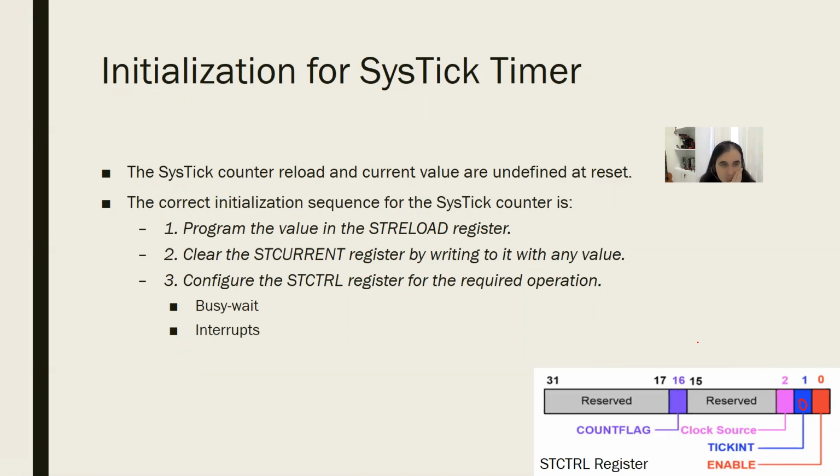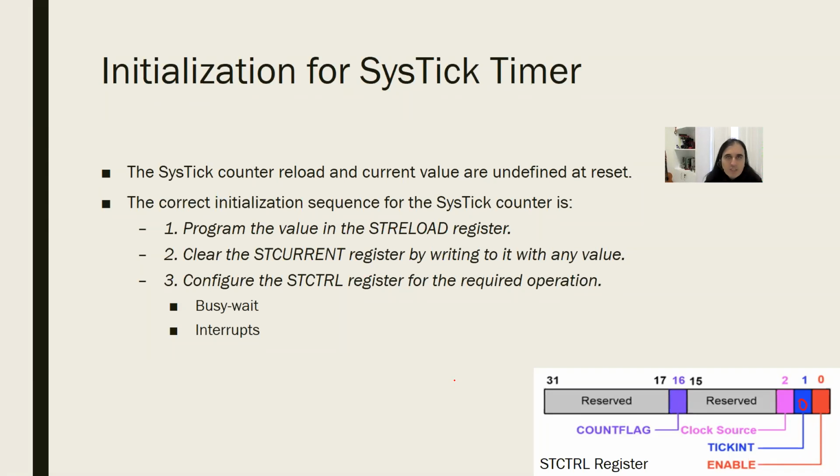Okay. This is the counter, reload, and current values are undefined at reset. So at reset, when it says undefined in a system, it means you don't know the exact value of it. So you'll have to set it yourself. Just set it. I mean, there could be any random value.